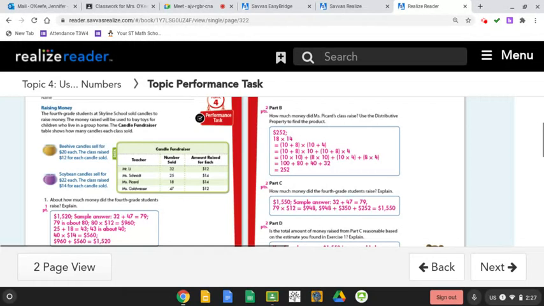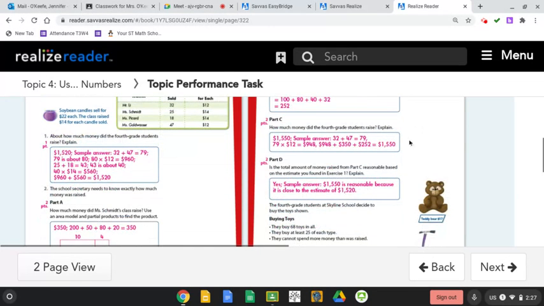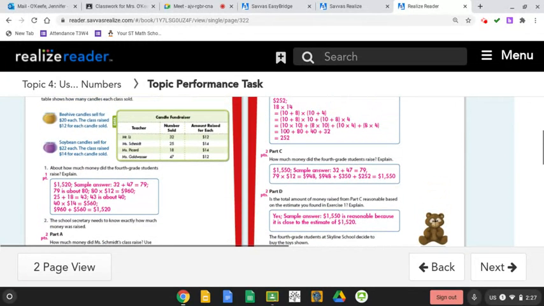Part C, how much money did the fourth grade students raise? Explain. So now we need to know an actual. So what did they do? We did together again the 32 and 47, and we had 79 instead of an about, right? So 79 times 12 would be 948. And if you look, that was pretty close to 960.